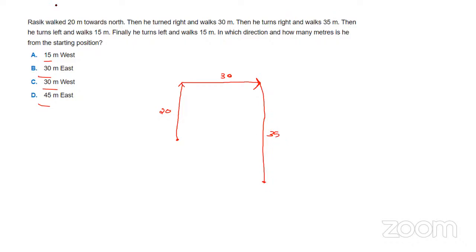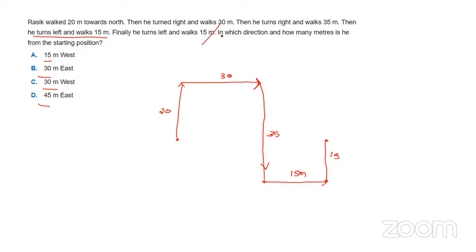Then he turns left and walks 15 meters. Right now he's moving towards the south. Left side will be on this side. He moves 15 meters here. Finally, he turns left and walks 15 meters. Again, he turns left. Right now he's moving towards the east. So the left side will be on here. Again, he walks some 15 meters. That's it.